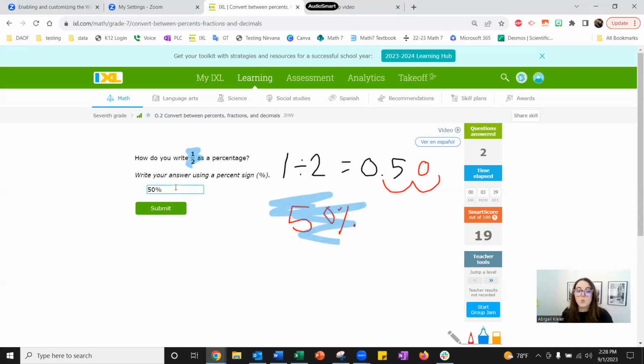And just keep in mind when you are answering the percentage questions, note what it says here, write your answer using a percent sign. Very important, you need to include that sign or it will be marked incorrect.